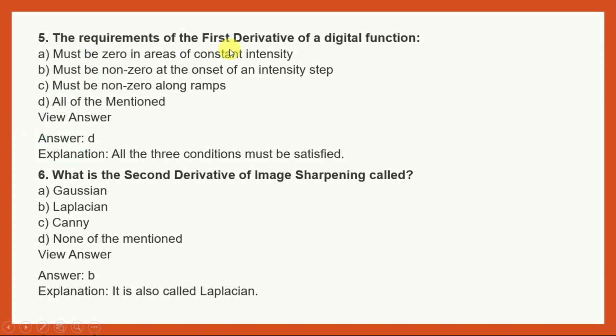We can easily see all the options given here, and the right answer is option D, that is all the mentioned. The next question is, what is the second derivative of image sharpening called? Means that can be asked in different ways, like the second order derivative in image sharpening. The answer is option B, that is Laplacian. Laplacian is a very well known concept and a very important concept, so keep it in mind.